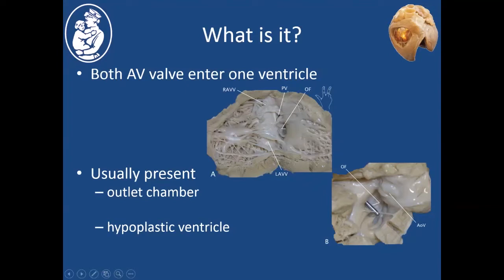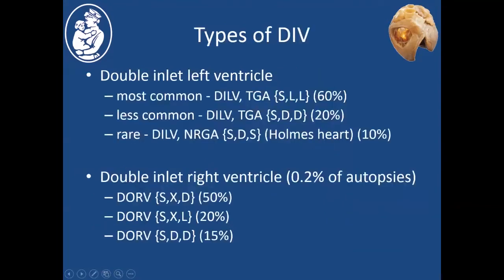And you can see there's really very little to this chamber. It's mostly just the old outflow of the heart. Some people consider this a hypoplastic ventricle. It's okay if that's what you want. We don't really know whether there's right ventricular myocardium here or not. There may be, particularly when the outlet chamber is a little bit bigger, as we'll see.